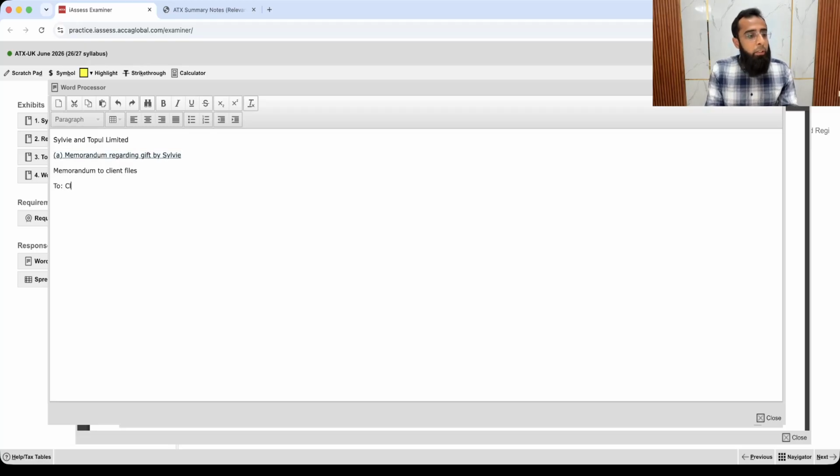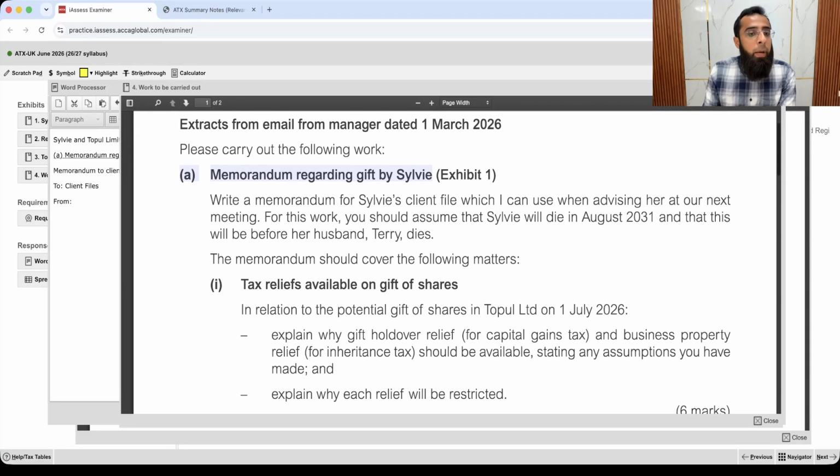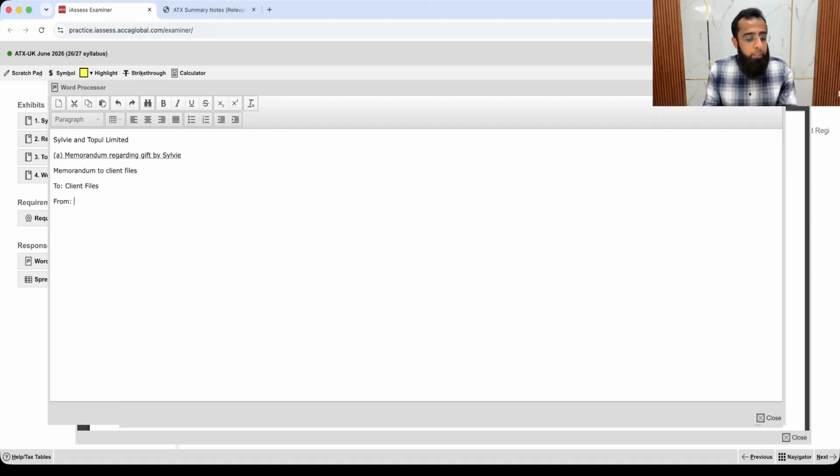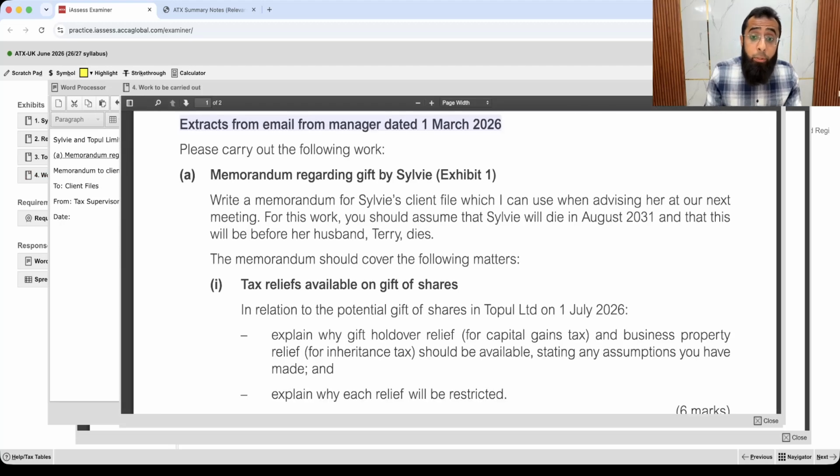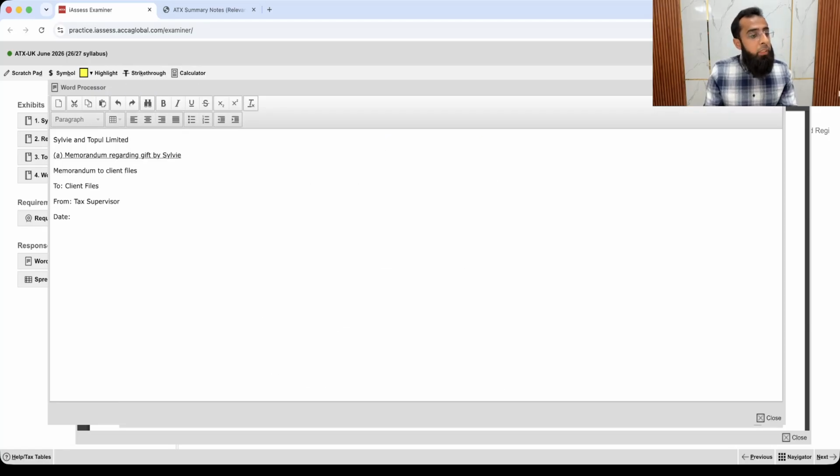Now I'm preparing the memorandum to client files. So in To, I will write client files. From who are you? See, you were given this task by your manager, so you will be considered as a tax supervisor or a tax senior. Please don't write your name. What is the date? Don't write the date of today. Pick up the date from the question. So the date is 1st March 2026.